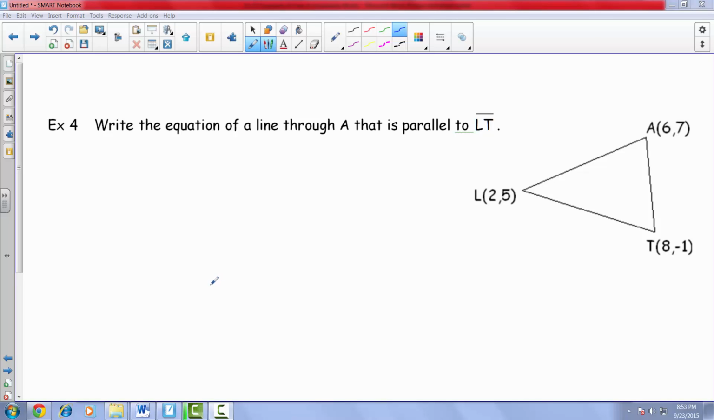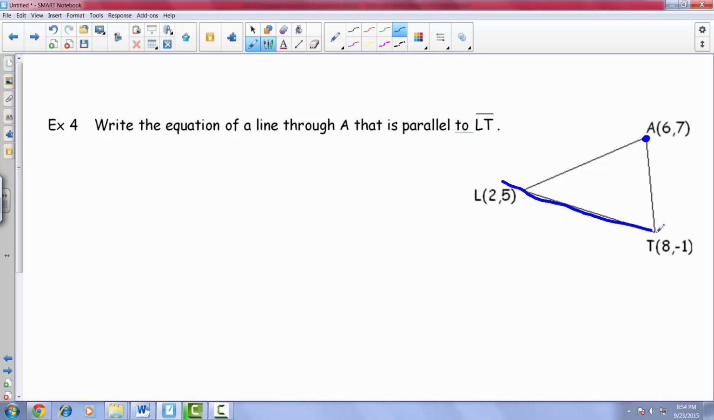Here we're looking at example 4 from our 2.4, number 2 set of notes. We're told to write an equation of a line that's passing through A, this point, and is parallel with this segment LT. Well, we see that L is at (2, 5), and T is at (8, -1). And from those two points, we can go ahead and construct the slope between those two points.